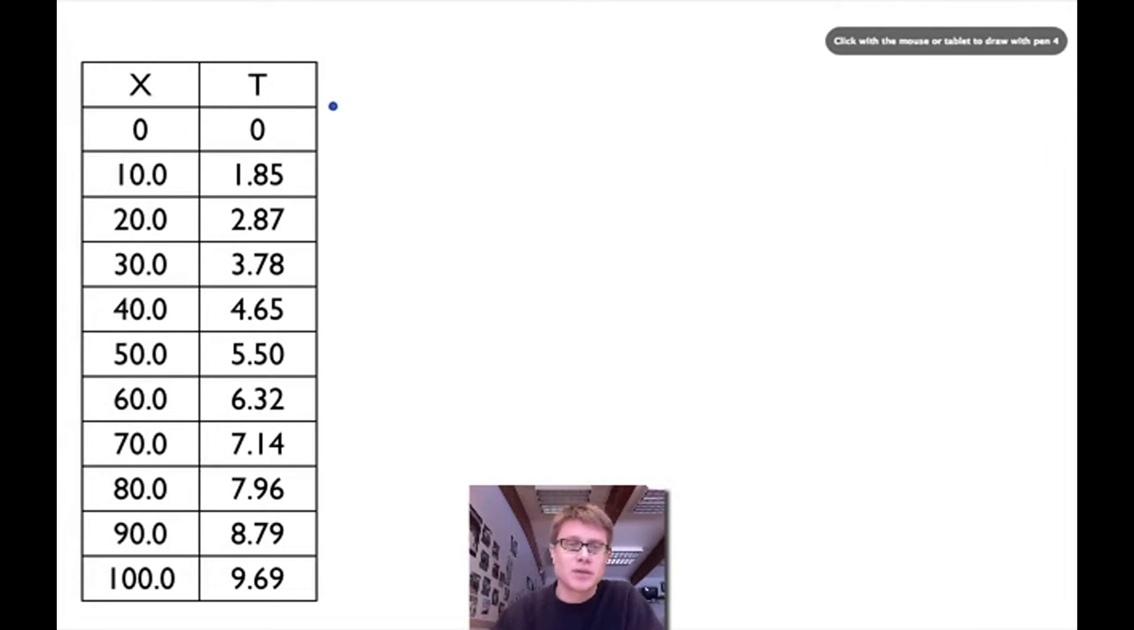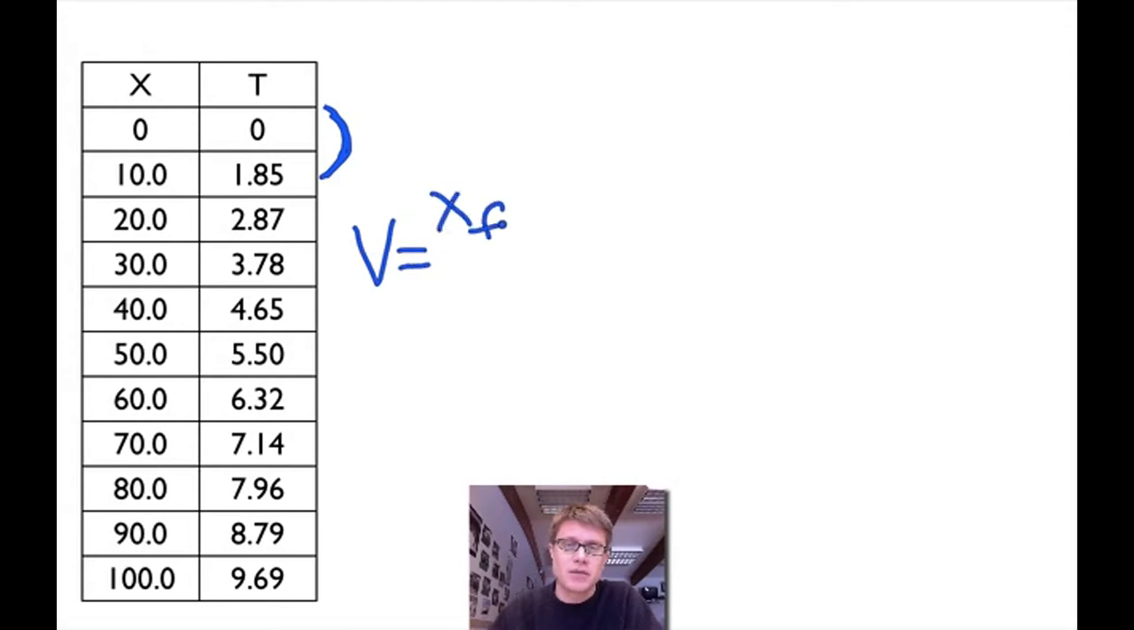These are the splits from Usain Bolt's race. This is actually the Olympic record where he ran 9.69. And so the first thing let's do is let's try to figure out the velocity for the first 10 meters. And so velocity, remember, is going to be xf minus xi, where xf is the final position, and then it's going to be tf minus ti.